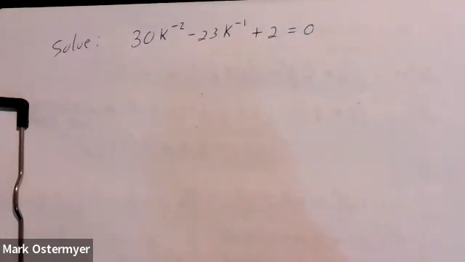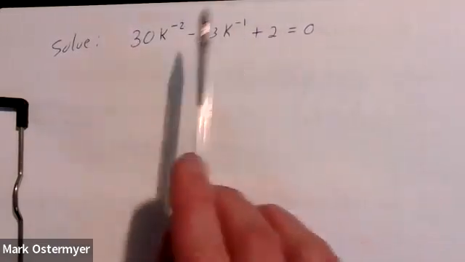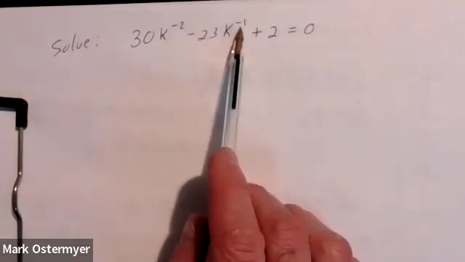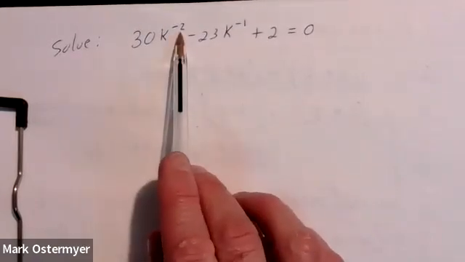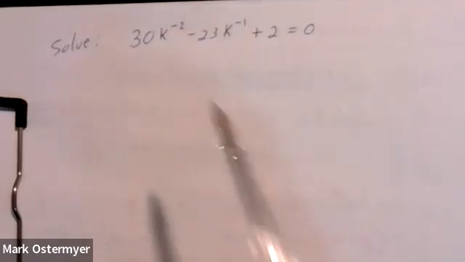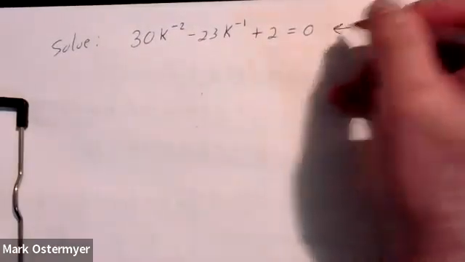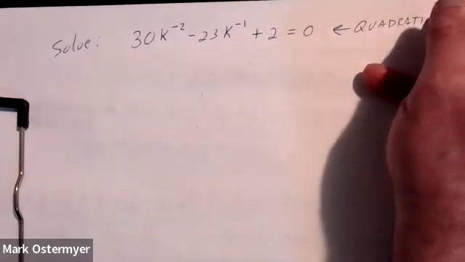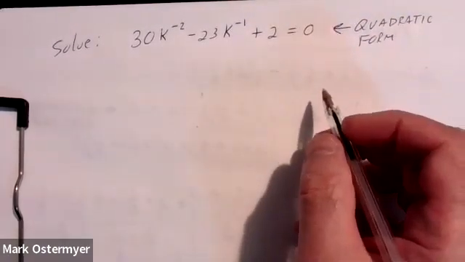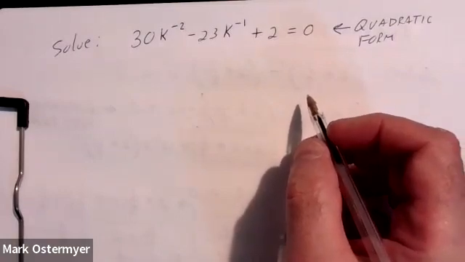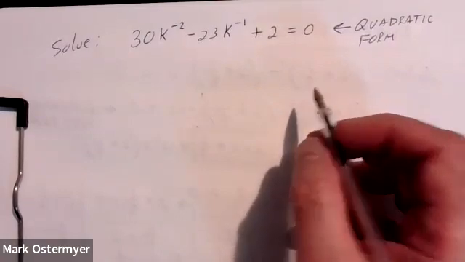You are welcome, ladies and gentlemen, to use a U substitution here because we do have a quadratic form equation in the sense that this degree is twice the middle degree. Anytime you have that situation where the degree of the leading term is 2 times the degree of the middle term, you have a quadratic form situation here. So this equation is quadratic in form. Therefore, by utilizing a U substitution, we can reduce it down to a simple quadratic equation.